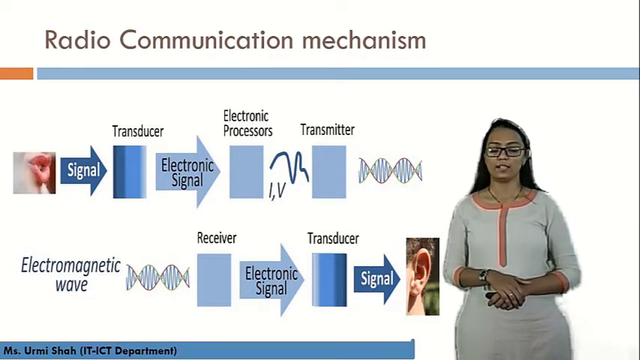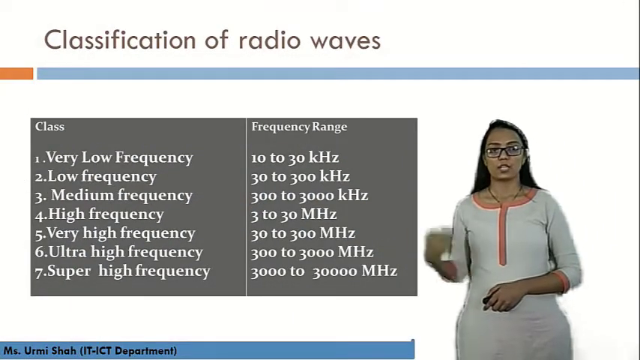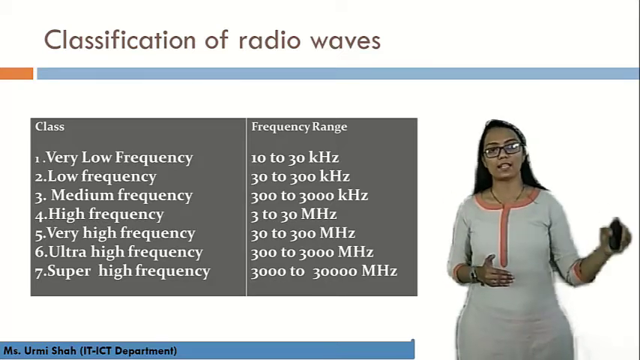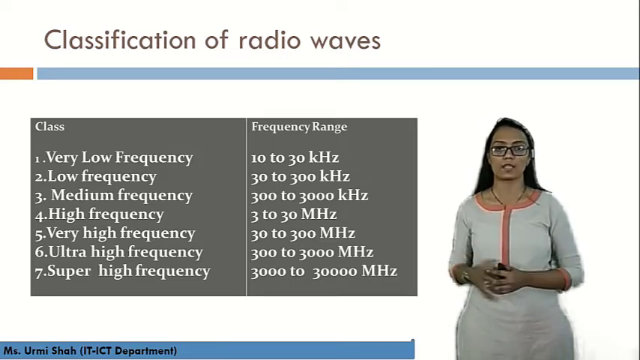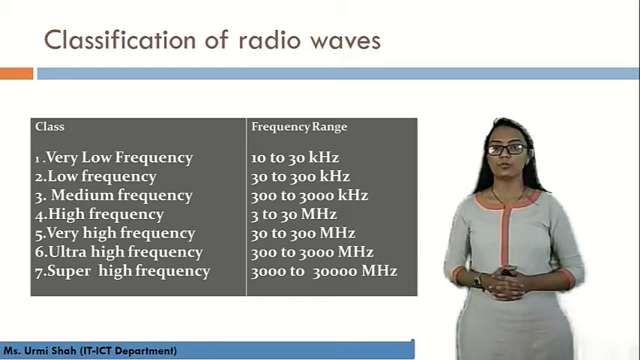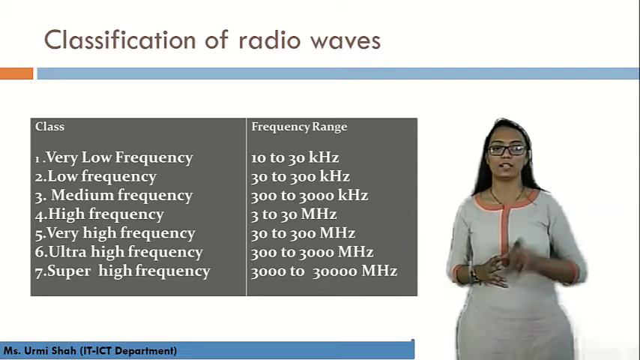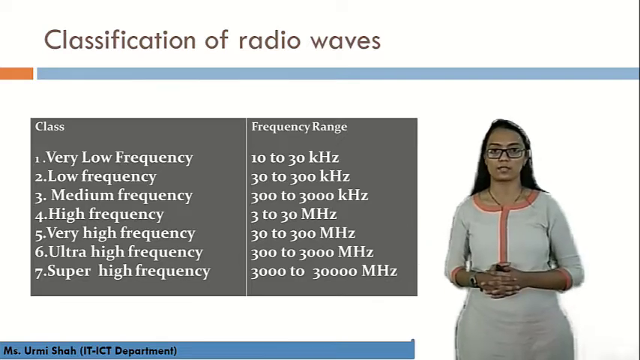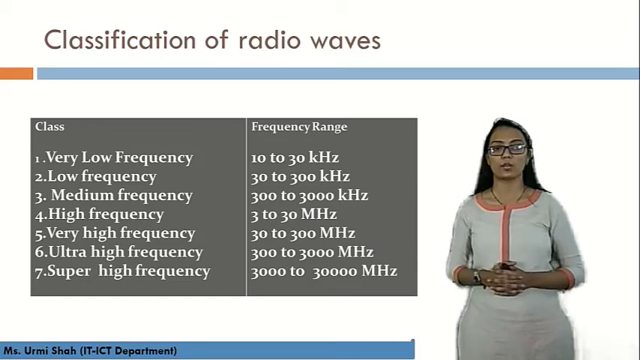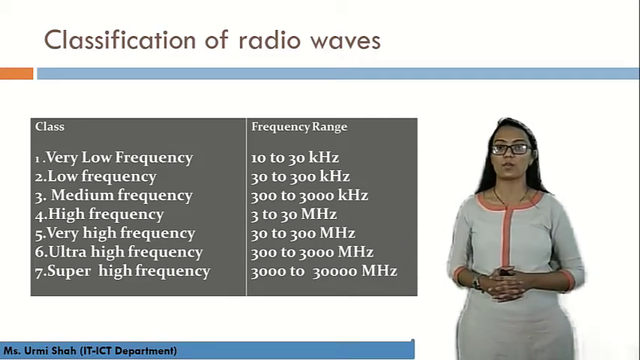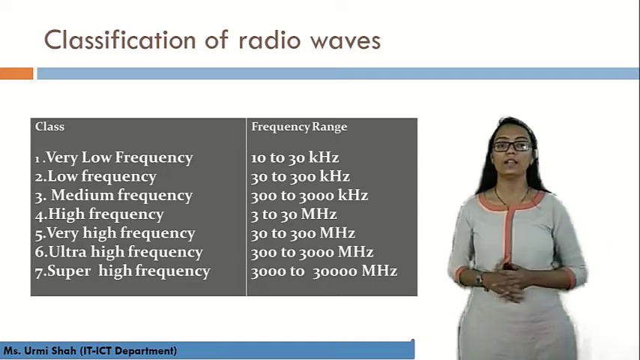So now let's move ahead with the classification of radio waves. How radio waves are classified? What are the different categorizations done based on the frequency ranges? So firstly, the frequency range for very low frequency is from 10 kHz to 30 kHz. Secondly, the low frequency range is from 30 to 300 kHz. Thirdly, the medium frequency range is from 300 to 3000 kHz. Then the high frequency class belongs to 3 to 30 MHz. Then the fifth one is the very high frequency, which falls under the category of 30 to 300 MHz.